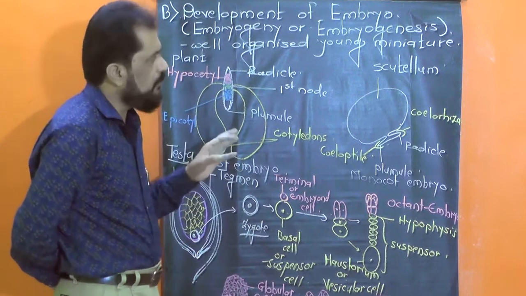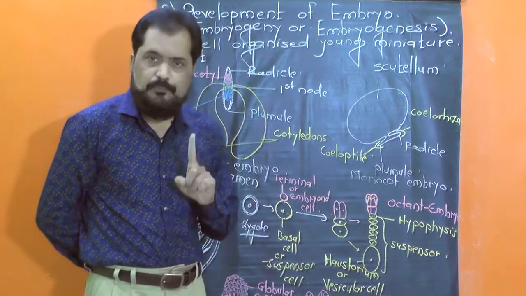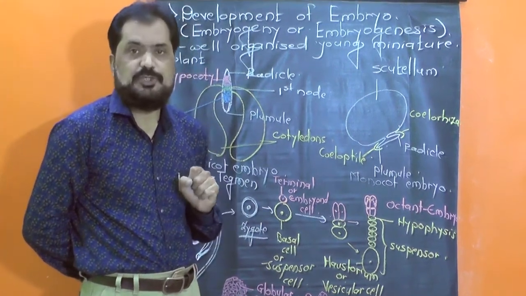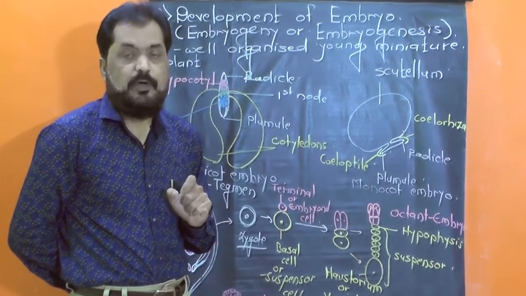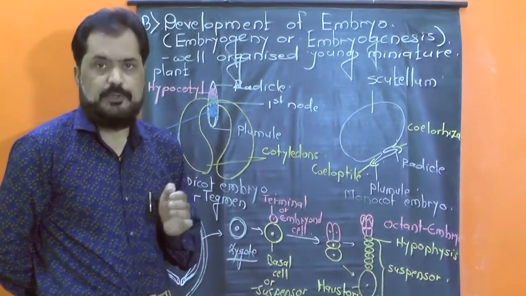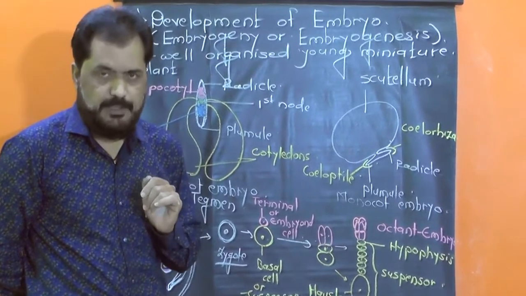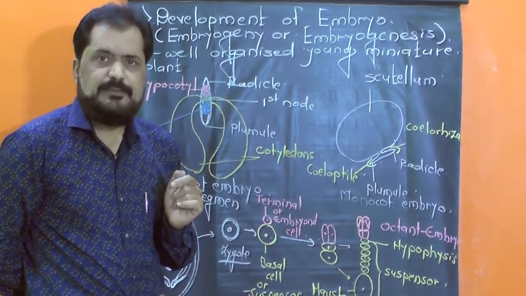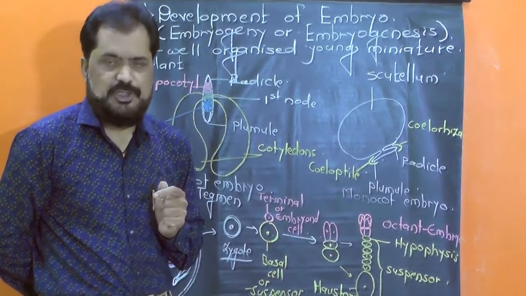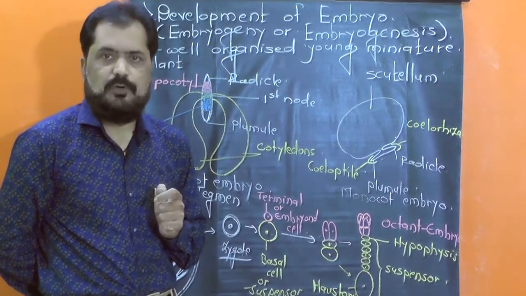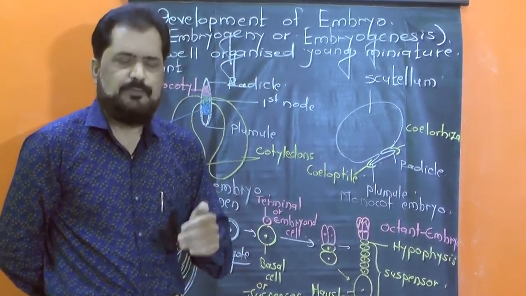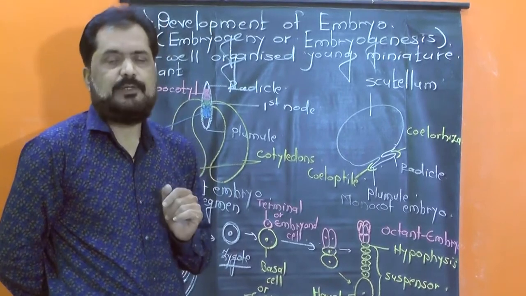So here we have completed the study of the first post fertilization change, that is formation of seed, development of seed from ovule. Okay, now the second post fertilization change is formation of fruit. That we shall definitely study immediately in our next lecture.